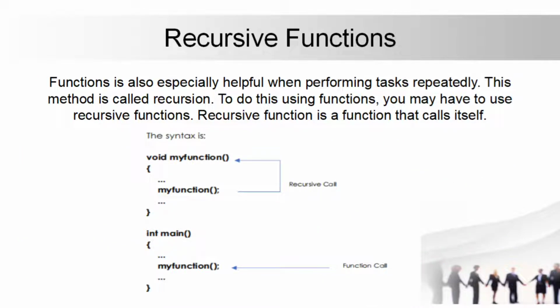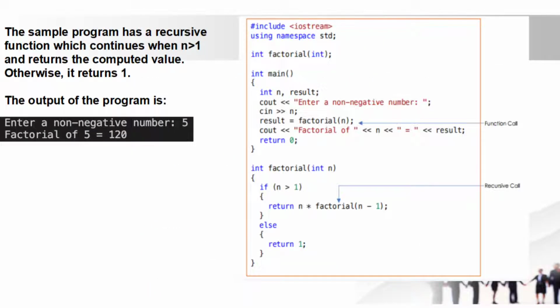Recursive functions. Functions are also especially helpful when performing tasks repeatedly. This method is called recursion. To do this using functions, you may have to use recursive functions. A recursive function is a function that calls itself. The sample program has a recursive function which continues when n is greater than 1 and returns the computed value. Otherwise, it returns 1. The output of the program is shown below.